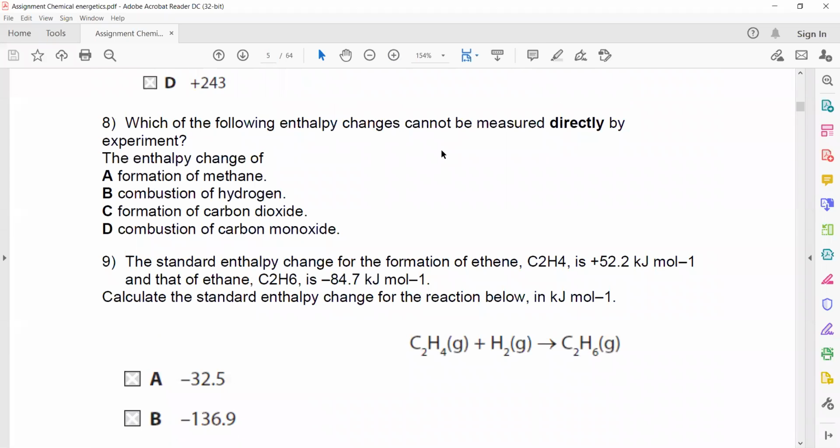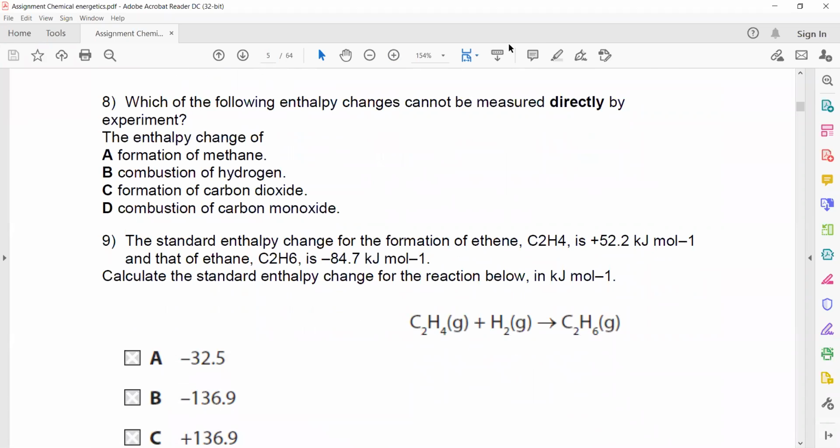Then which of the following enthalpy changes cannot be measured directly? Basically, experimentally, it is difficult to find for an endothermic reaction, because we have to supply energy and we want to make sure that all of the substance breaks down or decomposes. So which one is a difficult one to measure directly?